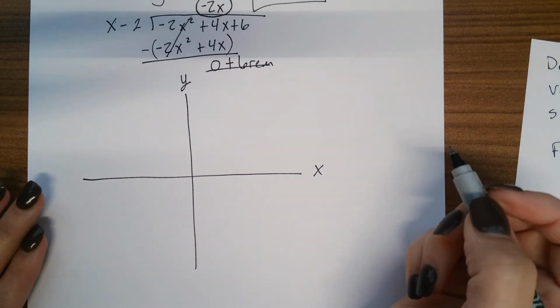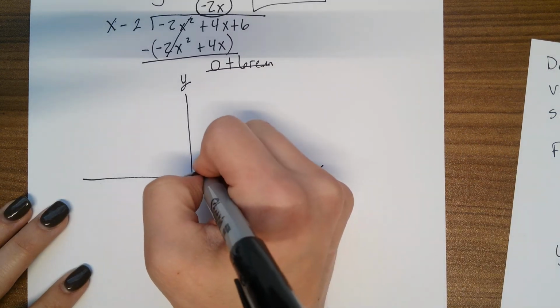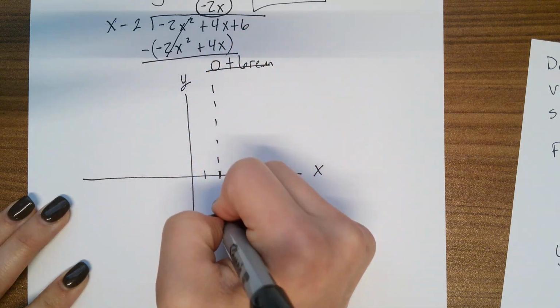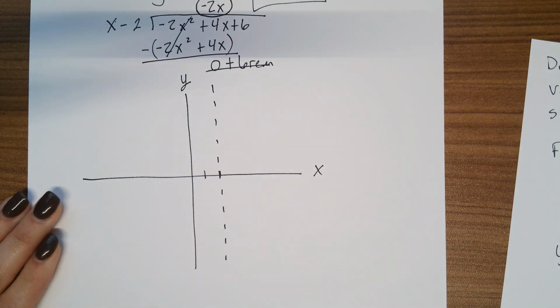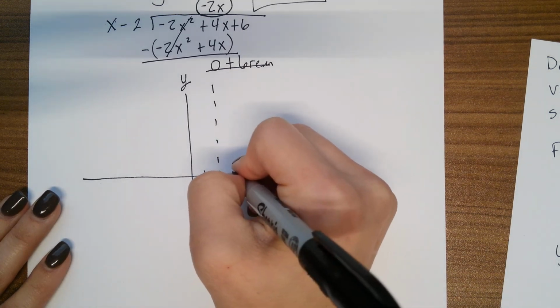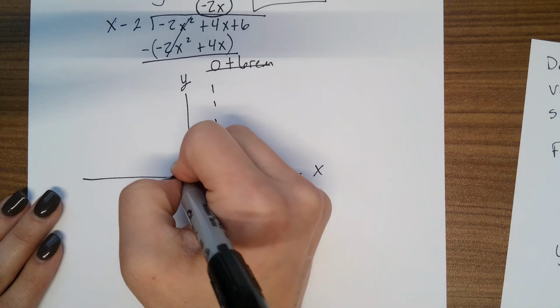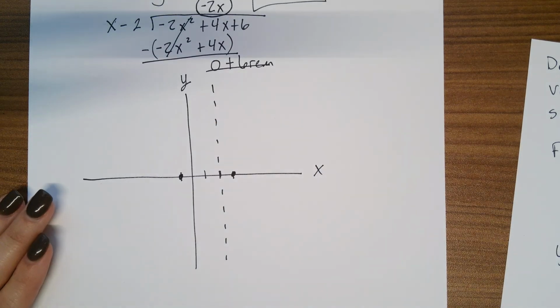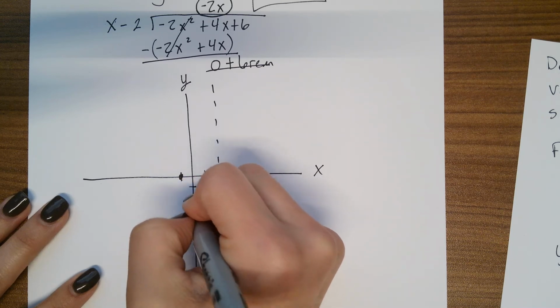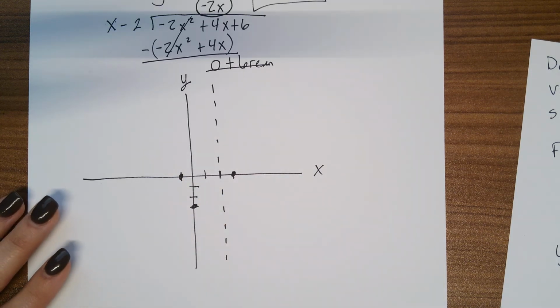So I have that my vertical asymptote happens at positive 2. So I'll put my vertical asymptote at positive 2. My x-intercepts are at positive 3 and negative 1. Those are my x-intercepts. My y-intercept is at negative 3. 1, 2, 3. And my slant asymptote is y equals negative 2x.